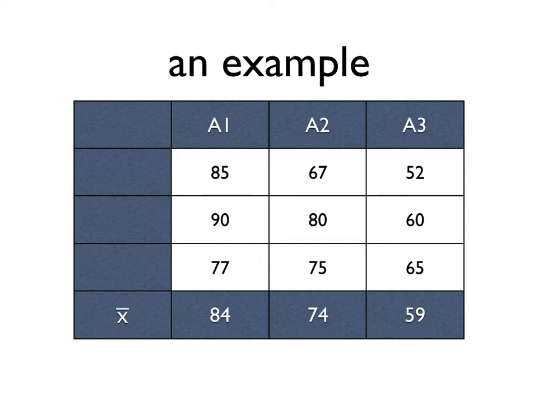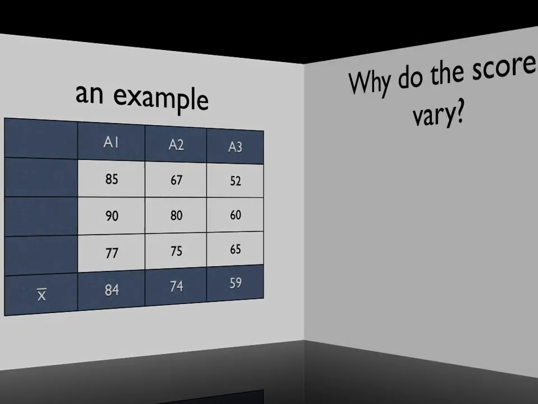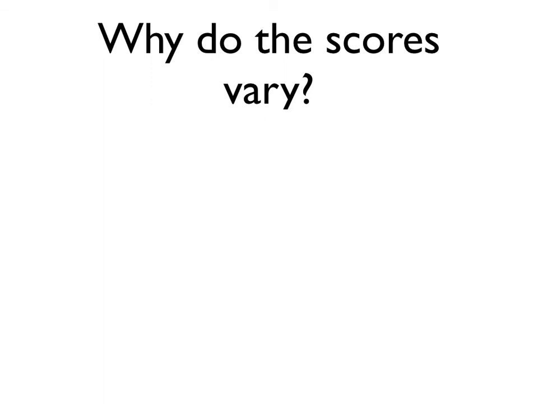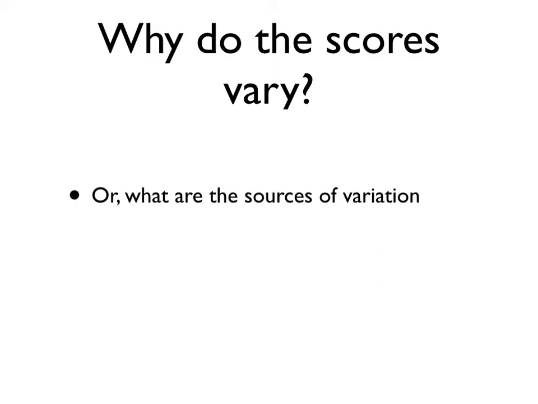Really, I guess more generally, what you're really asking is, are any of these two means different? That's really all we're asking. So we've got a set of scores, nine scores here. So here's the question. Why do the scores vary? Why aren't they all exactly the same? Right. So the other way to put this is, what are the sources of variation?